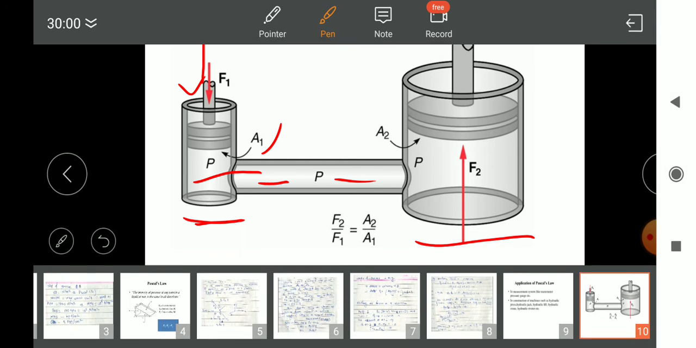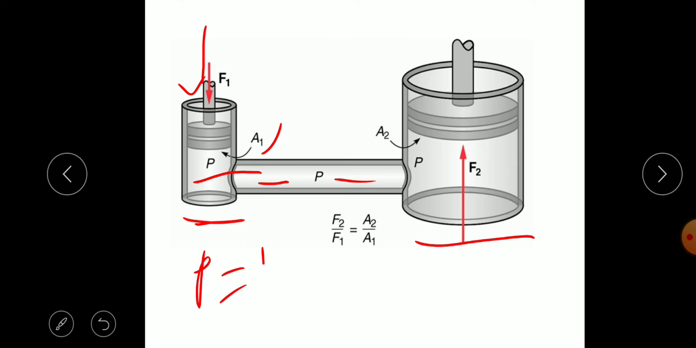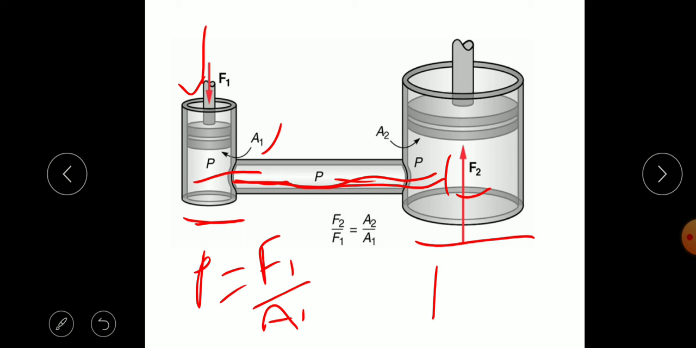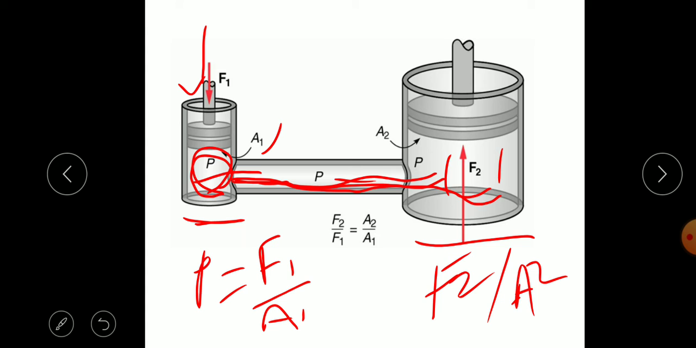So in that case, pressure on the smaller cylinder is F1 by A1. Pressure is force per unit area, and because of this applied force, the same pressure will be equally transmitted to the larger cylinder. According to Pascal's law, the pressure is equal in all directions, so the same pressure will be transmitted to the larger cylinder. In that case the pressure is F2 by A2. So these two pressures are equal.